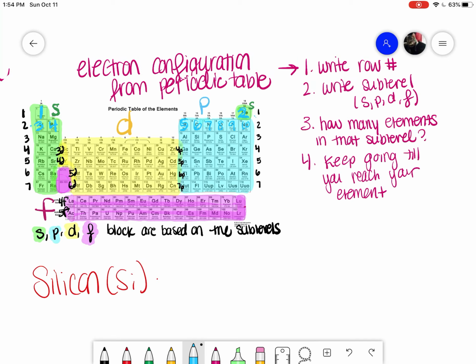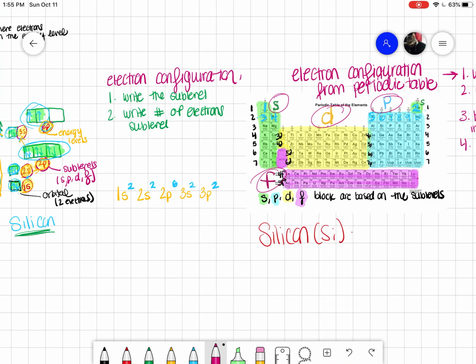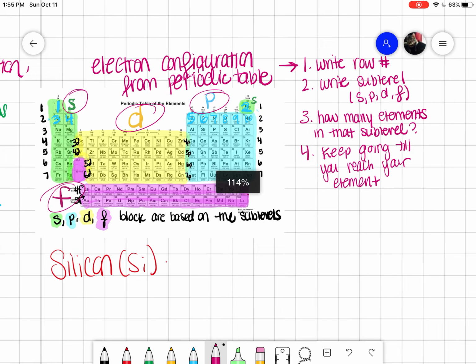So the 4 levels that they're split up into are S, P, D, and F. And those letters should look familiar from your orbital diagrams because those are your sublevels. So you have your S, your P, and this orbital diagram doesn't have D and F, but there are some that do.